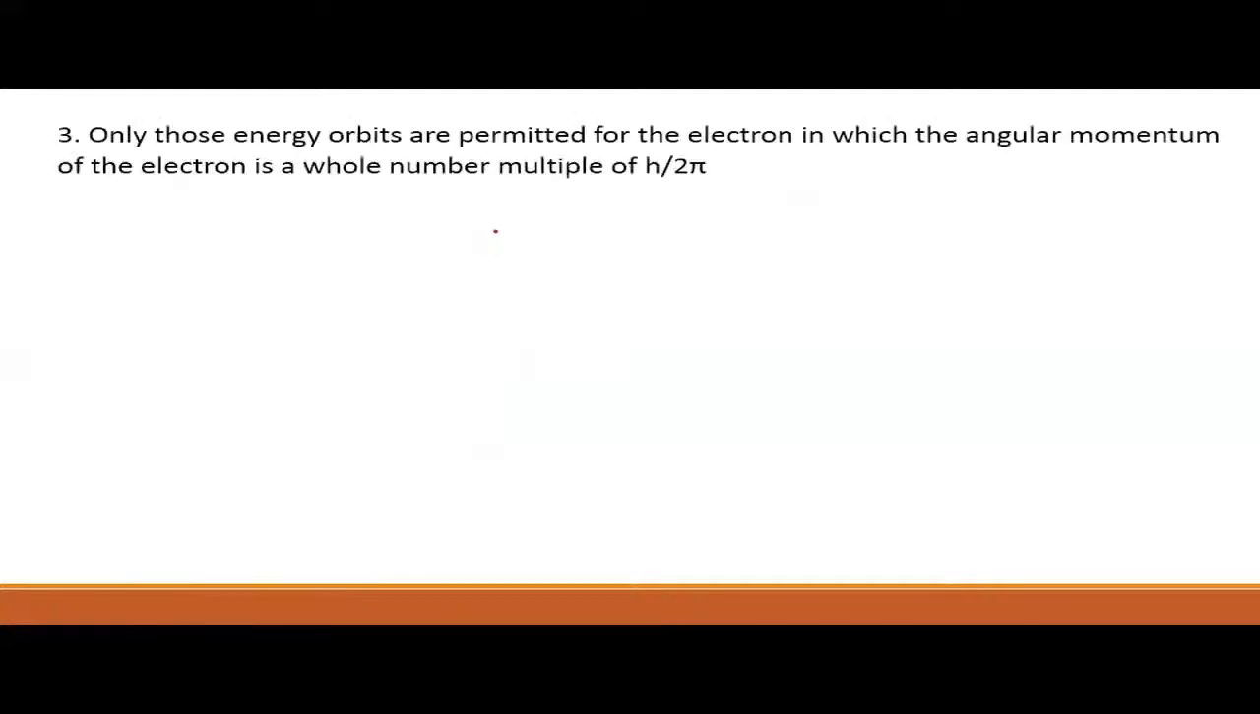Only those energy orbits are permitted for the electron in which the angular momentum of the electron is a whole number multiple of h upon 2 pi. Thus, the angular momentum of the electron is mvr equal to nh upon 2 pi.